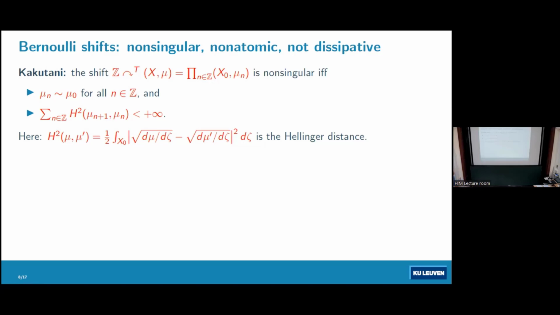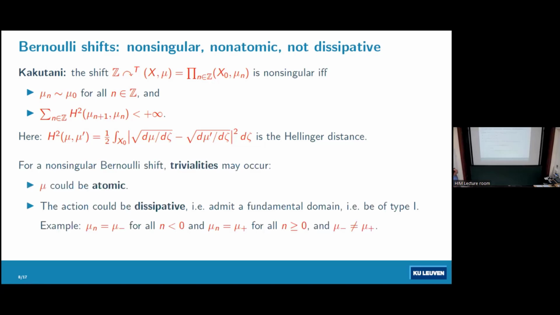Okay, and here formally you would also consider the Hellinger distance if measures are not equivalent. So you would just pick any probability measure zeta such that mu and mu prime are absolutely continuous with respect to zeta, and then you can compute this, and it's immediate that it doesn't depend on the choice of zeta.